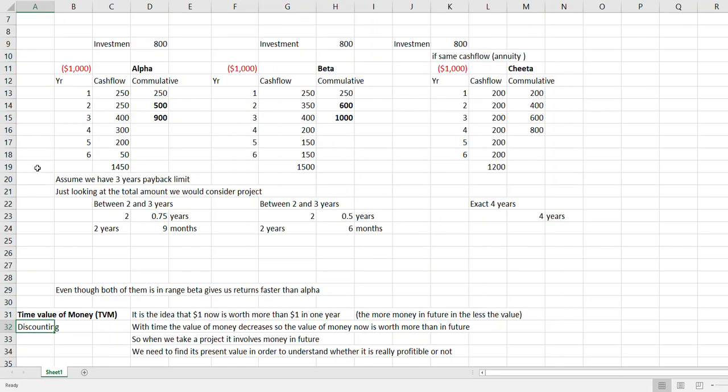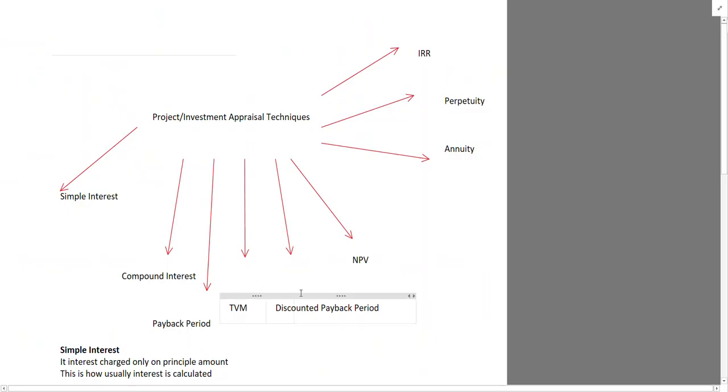So when we consider payback period here, we included the nominal value of the cash flow. Nominal value means the money value, but we haven't included the real value. And the real value of this is going to be less. So these next techniques that we have, the discounted payback period, the NPV, annuity, perpetuity, IRR, all of these use this concept.